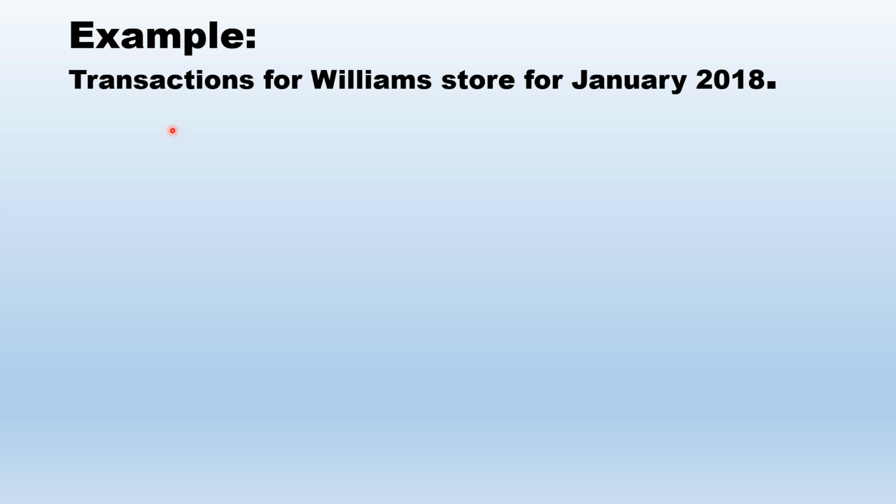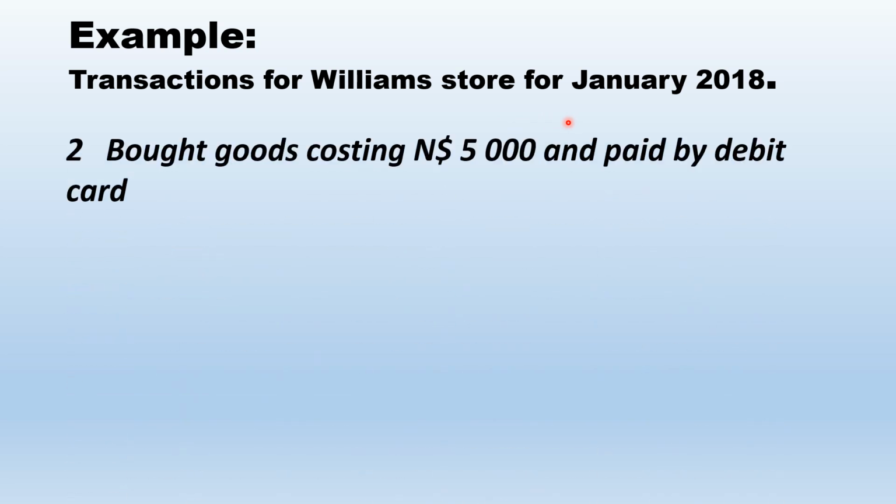Now these ones are transactions for Williams Store for January 2018. Now transaction 2, remember this number is a date, therefore don't expect it to be in order like 1, 2, 3, 4, 5. Things do not happen in order. Day 1 you do shopping, day 2 you are just at home, and things like that.